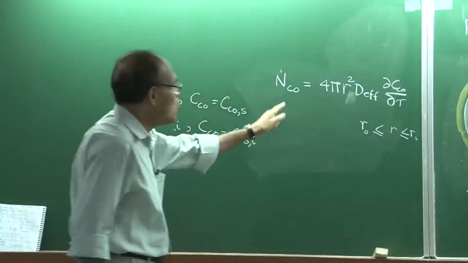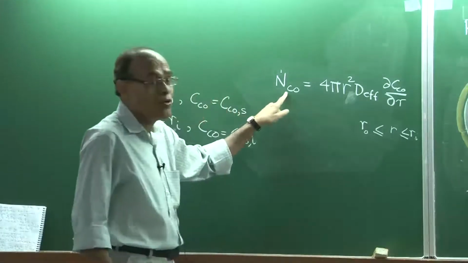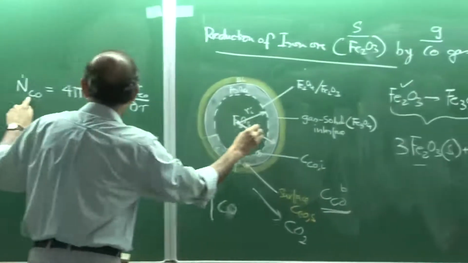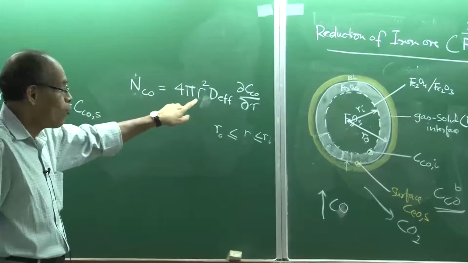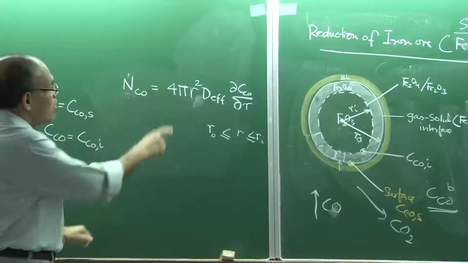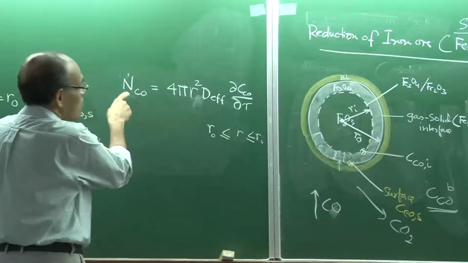I should be able to, and this parameter, we know that if you take any R values, this should be constant. N dot CO, because I have multiplied it with 4 pi R square, this represents it. So I have to put the value of R, and it is at that particular R.